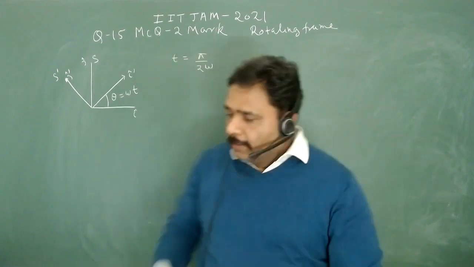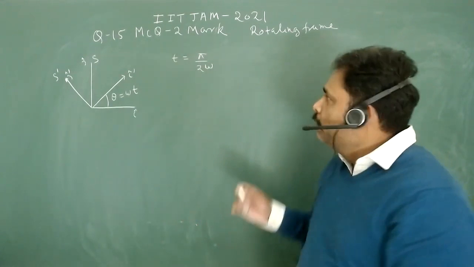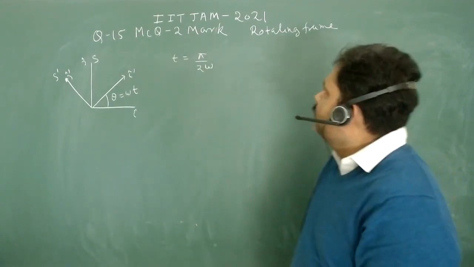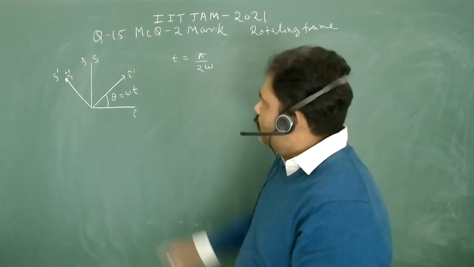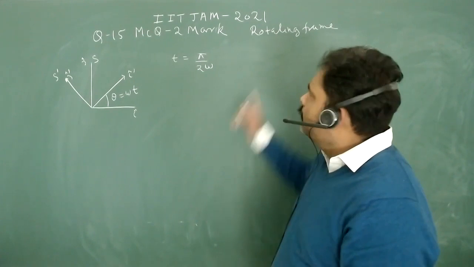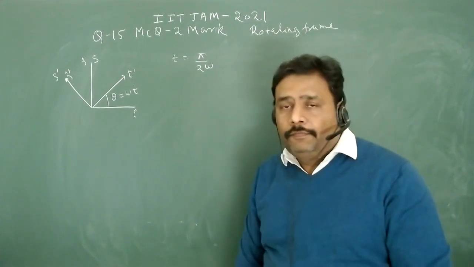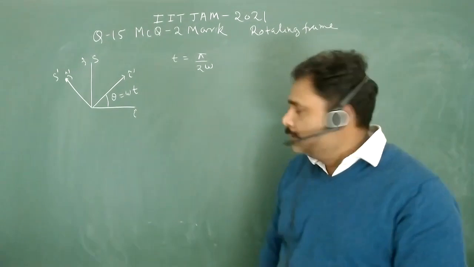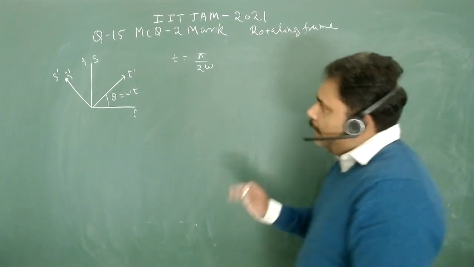Hello students. Now we are again going to solve one more problem from IIT JAM 2021, and this is question number 15, an MCQ 2-mark question. This problem is from the rotating frame of reference, which is part of mechanics. So the problem is very interesting.